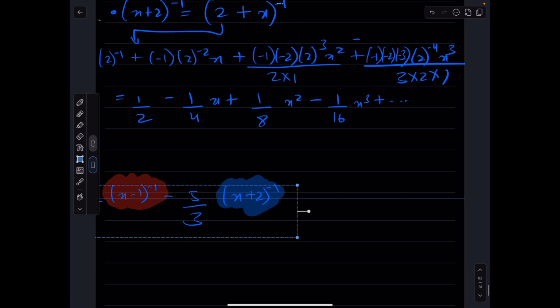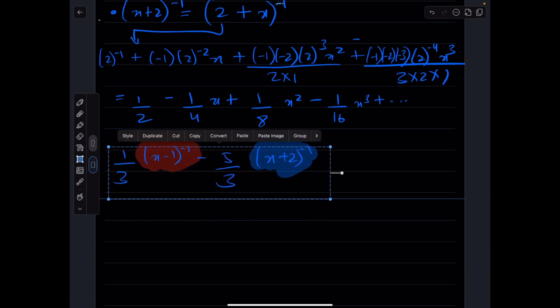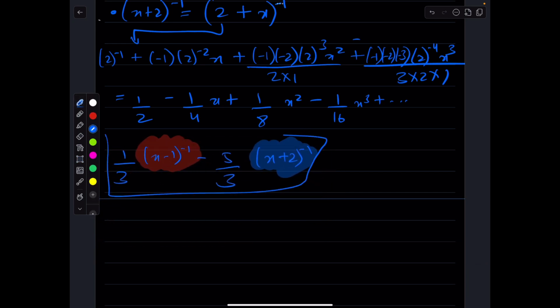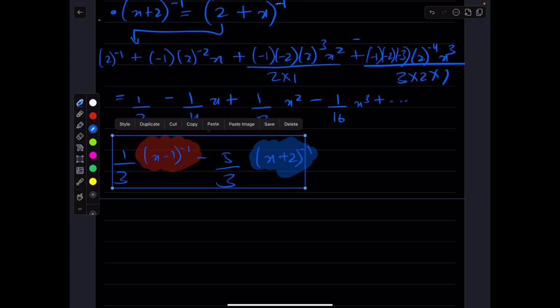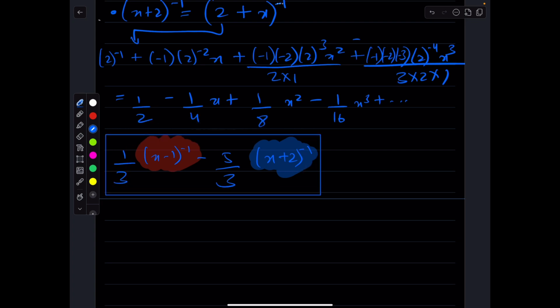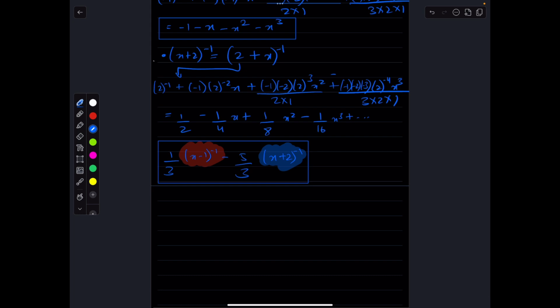I'll move this here. This is what I had originally, and then just substitute the expansion. So 1/3, substituting this expansion, I have this. Similarly, then I have a minus sign in between, so a minus 5/3. Then I substitute this expansion.